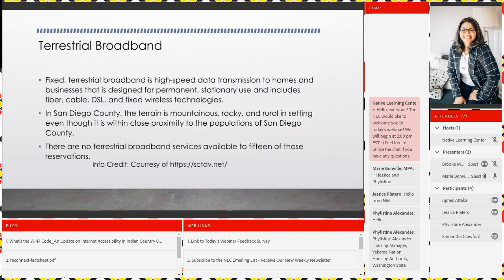So, not to get too technical, because again, I'm no expert, but just to give you an idea of what we mean when we say terrestrial broadband, they don't have fixed terrestrial broadband, which is a high-speed data transmission to homes and businesses. It means it's permanent, stationary use, and it includes fiber, cable, DSL, and fixed wireless technologies, right? For example, in San Diego County, the terrain is mountainous, rocky, and rural. And so that means there are no terrestrial broadband services available to 15 of those reservations. So out of the 17, there are no terrestrial broadband services for 15 of them.